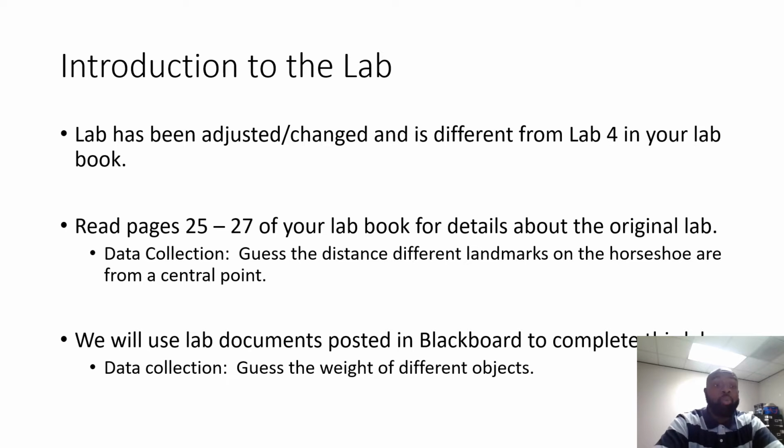I do recommend that you read pages 25 through 27 of your lab book so that you can have details on the original lab. And basically, the main difference between what we're going to do and what is in your lab book is the fact that what we normally do in this lab is we'll go to the horseshoe. We'll stand at a central location in the horseshoe, and we'll pick out some landmarks on the horseshoe for you to guess the distance. We'll measure the distance after everyone has made their guesses, and then we'll come together as a class and do some data analysis.